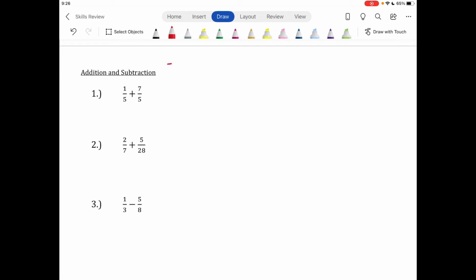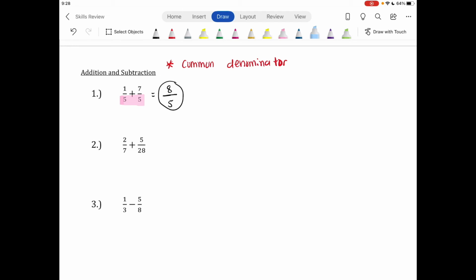The important thing to remember here for our rules is we need to have a common denominator. And again, that denominator is the bottom portion of our fraction. In our first example, the denominator is 5 for both, so we're going to add across the numerator, or the top of the fraction, to get 8, and then we'll keep the denominator the same as a 5.